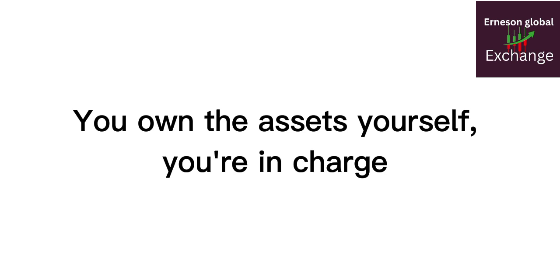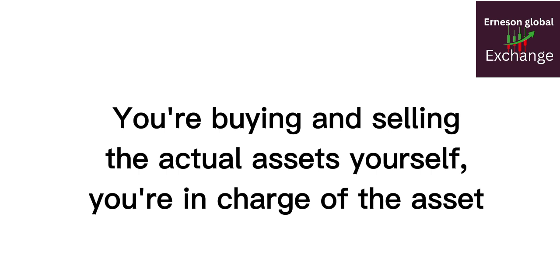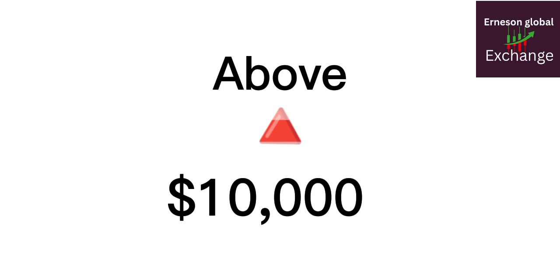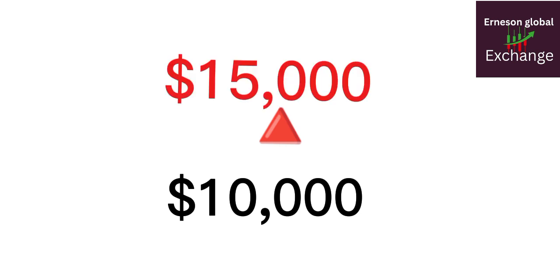Okay, in spot trading, you are buying and selling the actual asset. Let's say Bitcoin, for example. If you buy one Bitcoin at $10,000 and the price goes down to $5,000, you only lose money when you sell at that price. Is that clear? Yes. Now, you can choose to hold your Bitcoin until the price goes back to even $10,000 and even above, let's say to $15,000, before you sell. That's pretty clear. You understand?